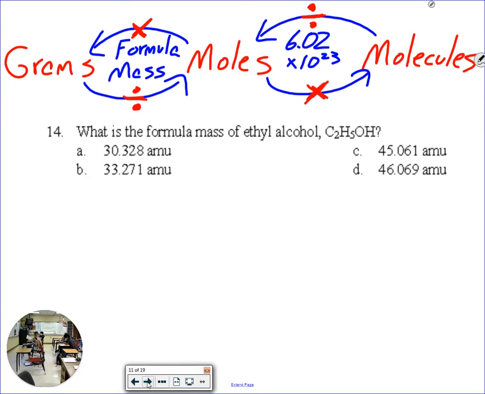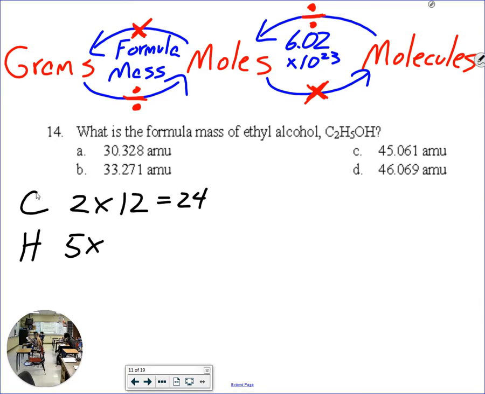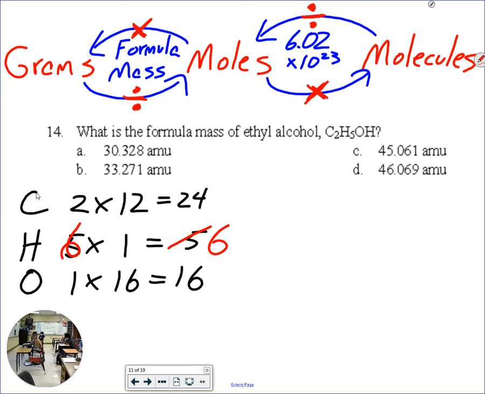So I've got 2 carbons, okay? And there's 2 of them, so that's going to be 2 times its mass, which is 12.011, so I can just do 2 times 12, 24. I've got 5 hydrogens. That's 5 times awfully close to 1. That's 5. I've got 1 oxygen. That's 1 times awfully close to 16. And then there's another hydrogen right there, so that's actually 6 hydrogens, I'm sorry. 6 times 1, that's 6. So 24 plus 6 is 30, plus 16, that's about 46.